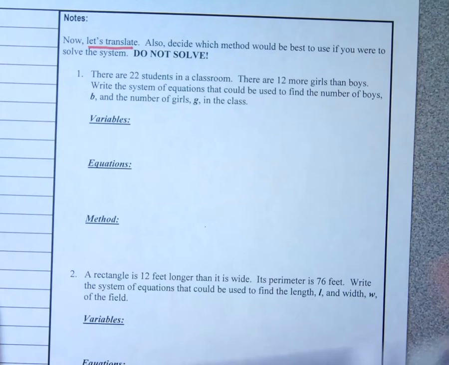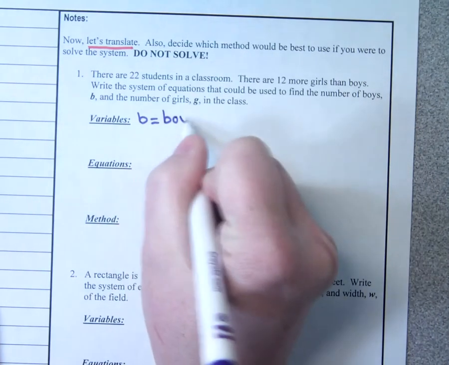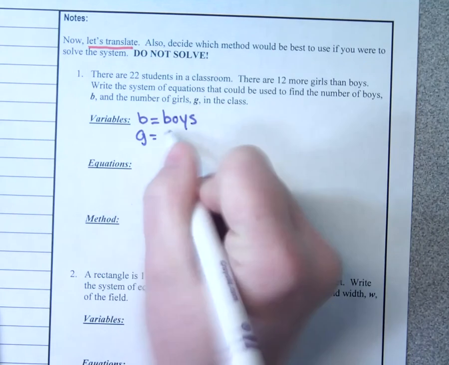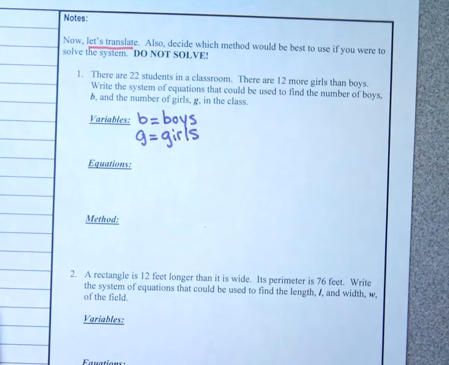Okay, so the variables we're going to use are B for boys and G for girls. You could always use X and Y or whatever letter you like. But most of the time, if I'm doing a problem like this, I like to use letters that represent words in the actual problem.